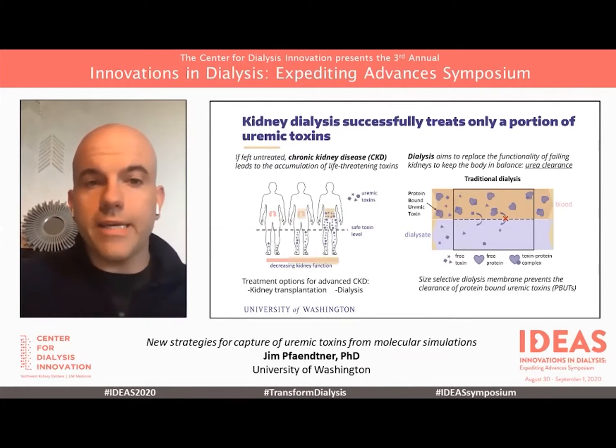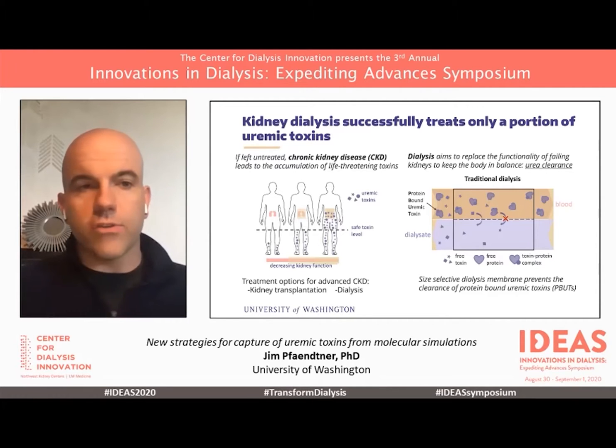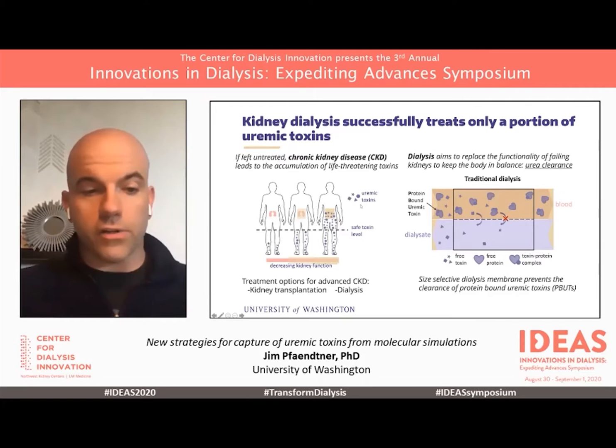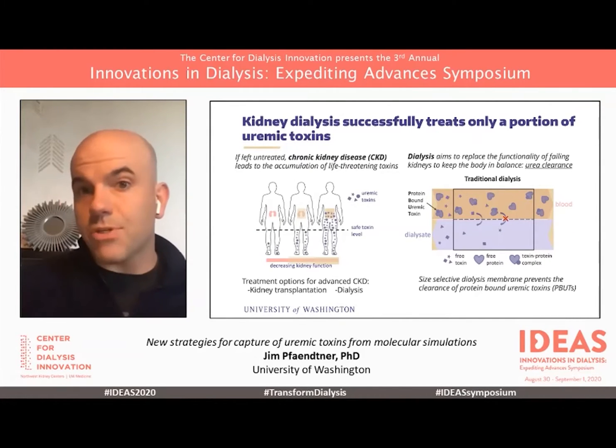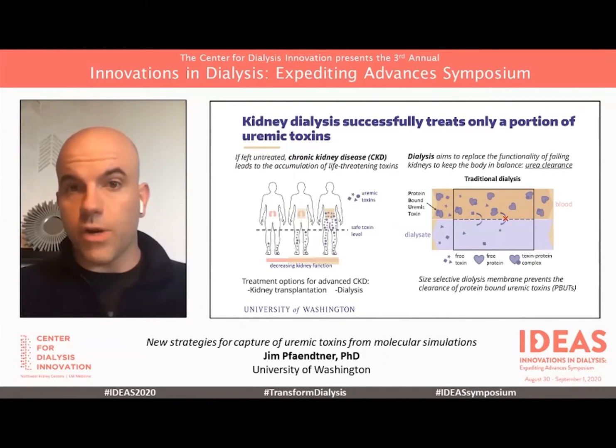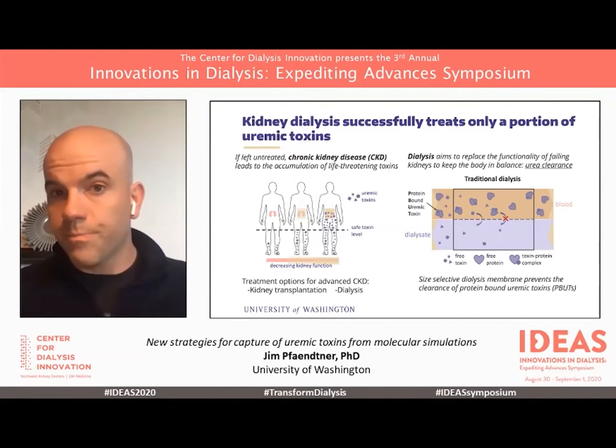So many of you may know that kidney dialysis successfully treats only a portion of uremic toxins. All of you know that if left untreated, chronic kidney disease leads to the accumulation of life-threatening toxins in the body, as shown here by this cartoon on the left, with uremic toxins signified by these small little symbols, squares, circles and triangles. So as kidney function decreases, eventually the level of toxins in the body exceeds some safe level, and people begin to experience significant health effects. Treatment options for CKD are rather limited: kidney transplantation and dialysis.